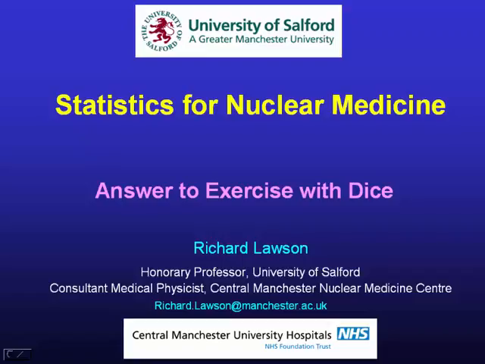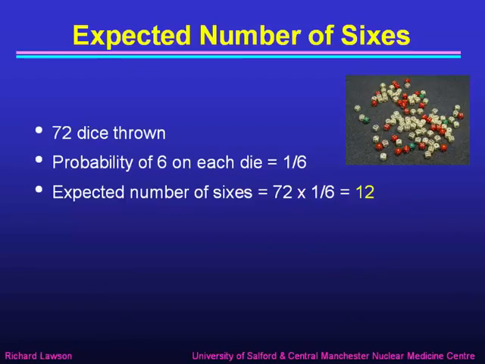This is the answer to the exercise that I set you on throwing 72 dice. I hope before you look at this you've at least had an attempt to calculate the result yourself. First of all, you're asked to work out the expected number of sixes from throwing 72 dice.